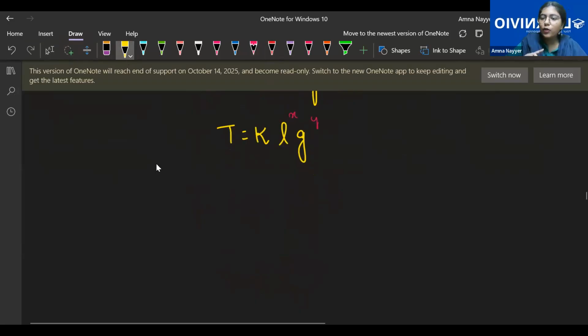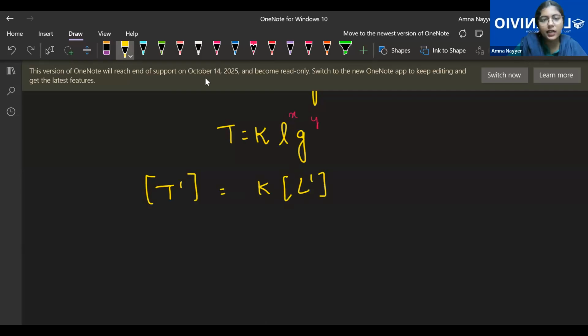So see, now we are going to put in the limits, dimensions basically. So time period is t to the power 1. This is constant k. Length is L to the power 1. And acceleration due to gravity is acceleration only. We have done acceleration due to gravity in motion in a straight line. We know it's acceleration itself. L t to the power minus 2.